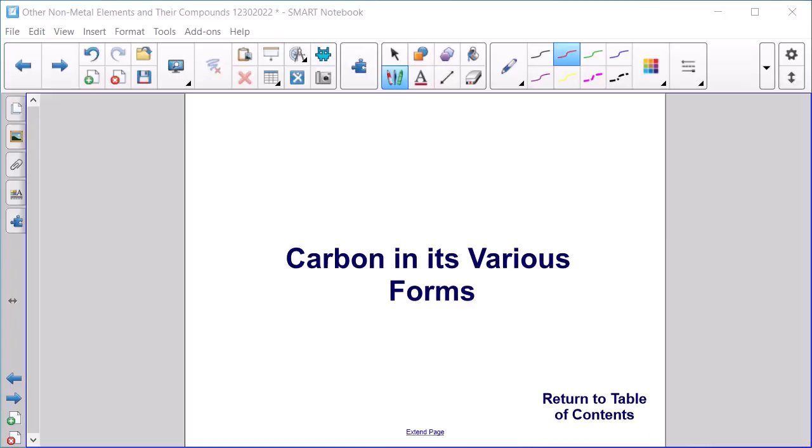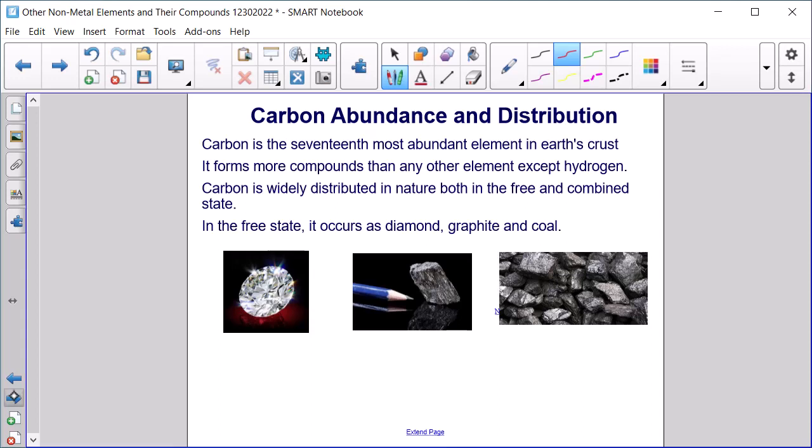Carbon in its various forms. Carbon is the 17th most abundant element in Earth's crust. It forms more compounds than any other element except hydrogen. It is widely distributed in nature, both in free and combined state.